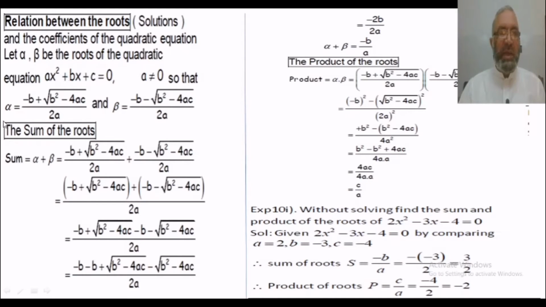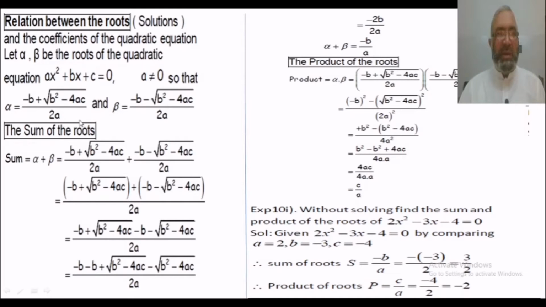So the general roots are minus b plus minus square root of b square minus 4ac, divided by 2a. There are two roots, so we name them. Let one root be alpha, that is alpha is equal to minus b plus square root of b square minus 4ac by 2a, and the second root beta is equal to minus b minus square root of b square minus 4ac by 2a. Instead of writing these two roots again and again, we name them alpha and beta.